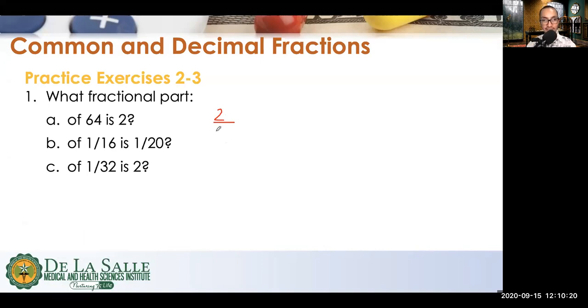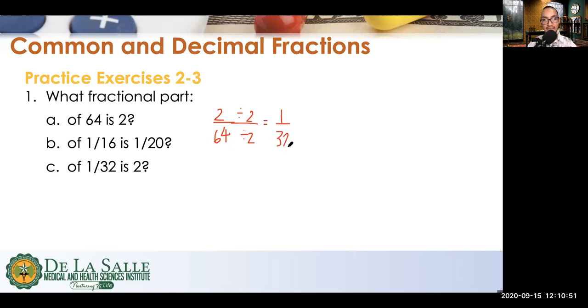So 2 over 64. Nasaan ako? Okay. So we will convert this to lowest terms. What we'll do is we will divide both the numerator and the denominator by 2, to get the lowest terms. So remember, to get the lowest terms, you divide a common factor doon sa both numerator and denominator. So we get 1 over 32.